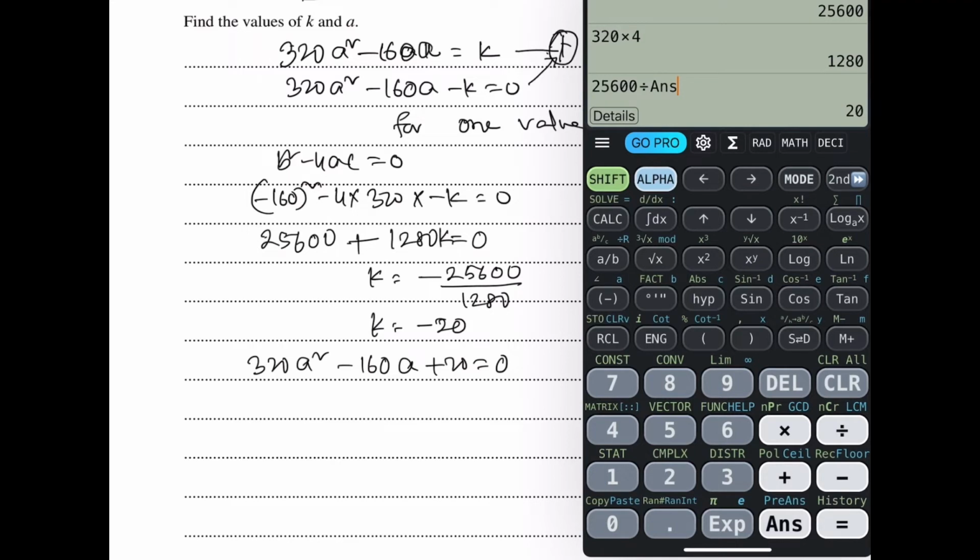Let me divide all these terms by 20. So it will be 16a squared minus 8a plus 1 equals 0. We can write it as 4a minus 1 whole squared equals 0. So a equals 1 by 4. So the values are a equals 1 by 4 and k equals minus 20. So that question we have done.